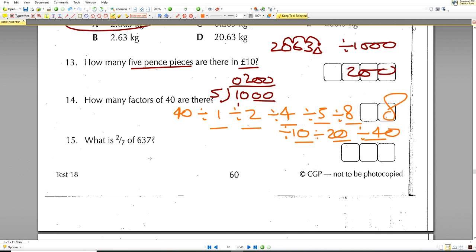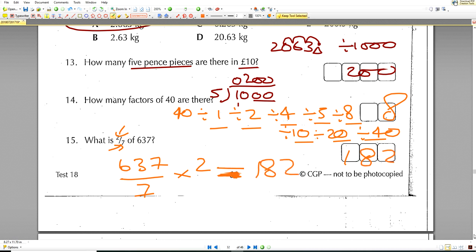factors. Now what is 2 sevenths of 637? So what we do here, we have to divide by the bottom number of the fraction, the denominator, and then we multiply it by the top number, which is the 2, the numerator. So let's get rid of this for the moment, this shouldn't be there. So 637 divided by 7, times it by 2, and that should give us an answer of 182. Okay, let's have a different color.